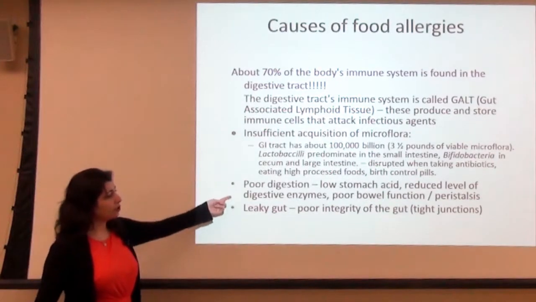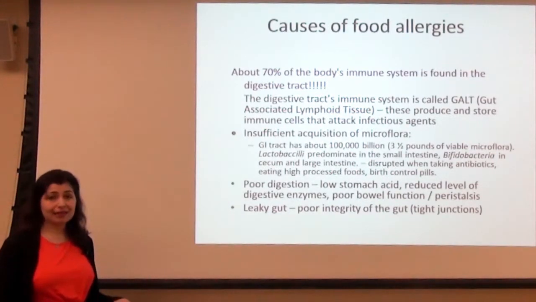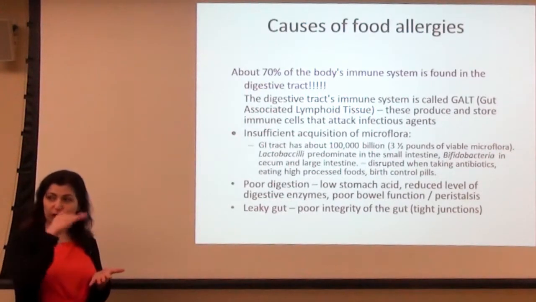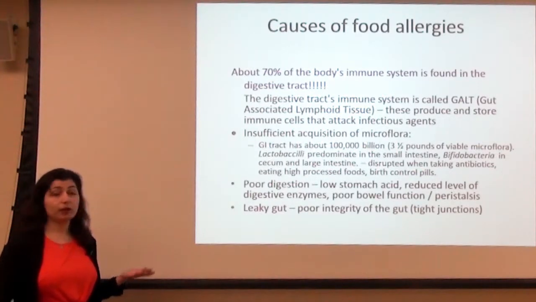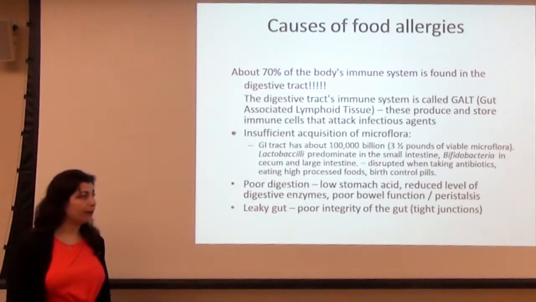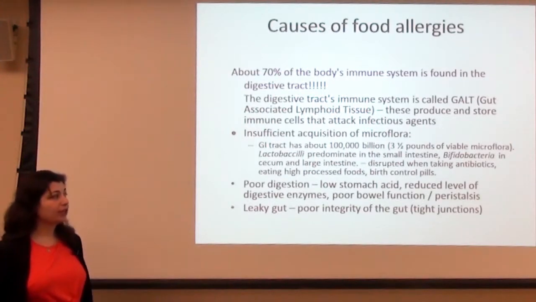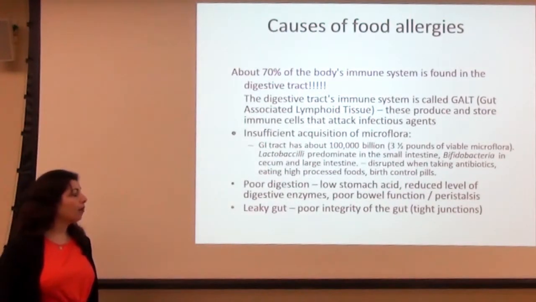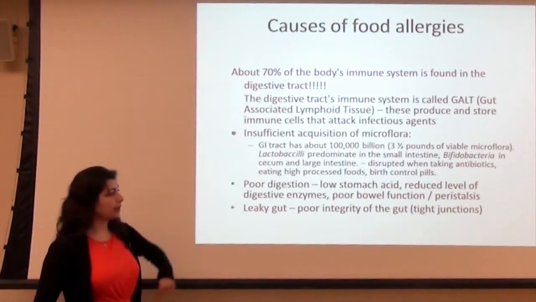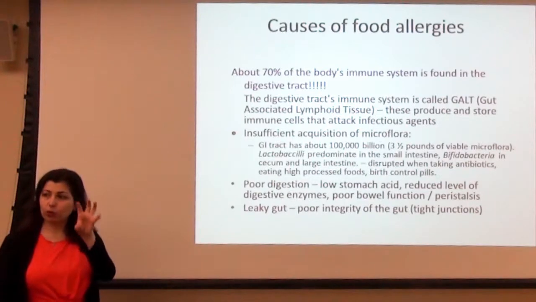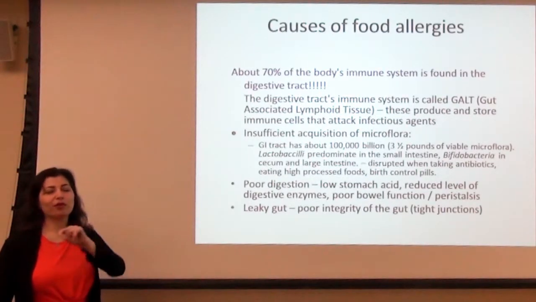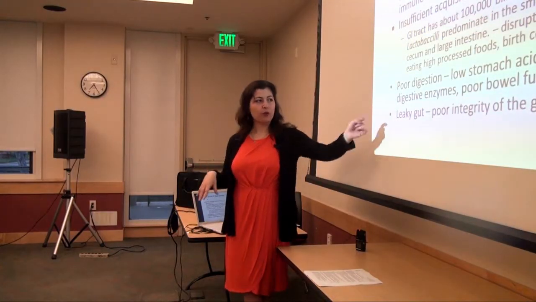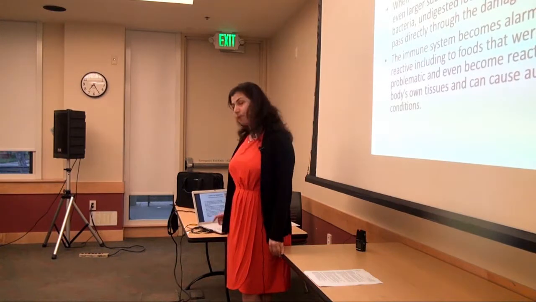And poor digestion could also play a role. Low stomach acid: people who take antacids because they have heartburn actually artificially lower their stomach acid, so that could play a role in how they digest and break down foods. Then reduced levels of digestive enzymes, and poor bowel function like constipation or diarrhea. And then I'm going to talk about this term leaky gut, in that if you have leaky gut, you're more susceptible to food sensitivities. But if you have food sensitivities, you want to treat leaky gut. It's kind of a vicious cycle. So we'll talk about this right now.